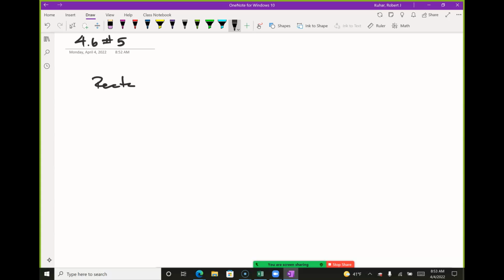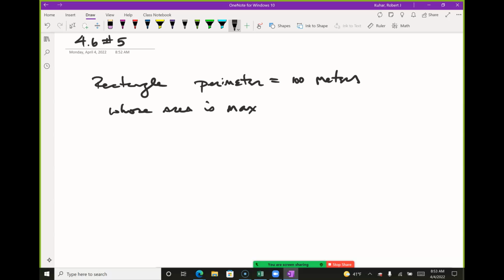So I've got a rectangle and the perimeter equals 100 meters, whose area is maximized. Right, so I've already got the material for the outside, right? I've already got the edges of this thing. Maybe it's made out of wood or whatever. I'm trying to maximize the area here.